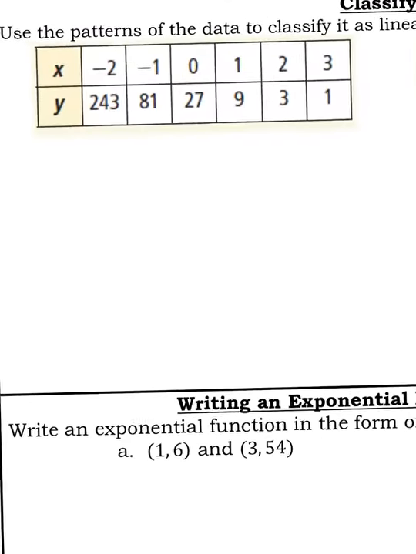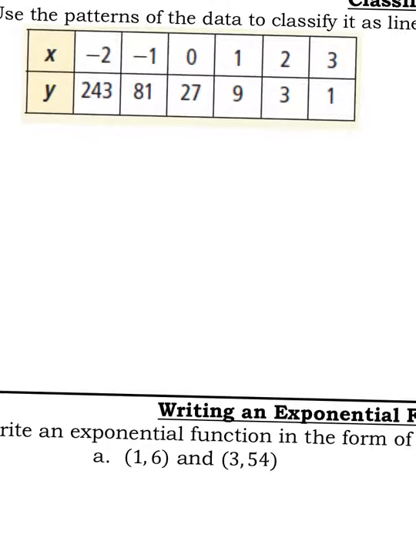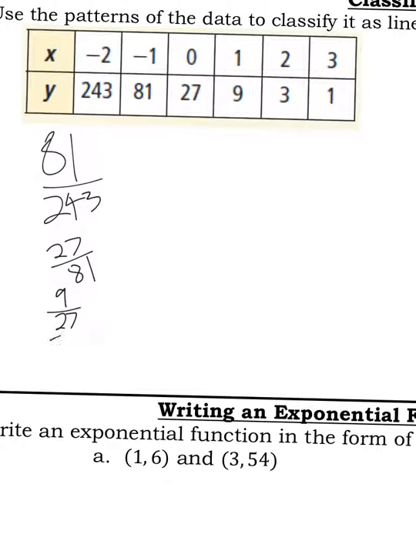So how would you figure it out? If you couldn't tell, like I said, go backwards and divide. In other words, do the one in front, 81 over 243. Do 27 over 81. Do 9 over 27. 3 over 9, and 1 over 3. And guess what? They all equal 1 over 3.